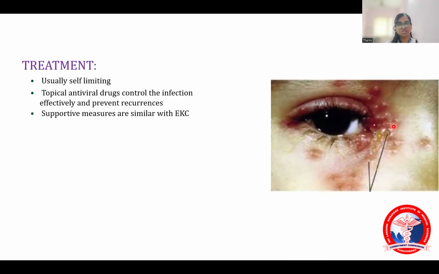If you see this picture, these are the herpetic vesicles along with herpetic conjunctivitis. The treatment is usually self-limiting. We give topical antiviral drugs to control the infection effectively and prevent recurrences, and supportive measures are similar to epidemic keratoconjunctivitis.